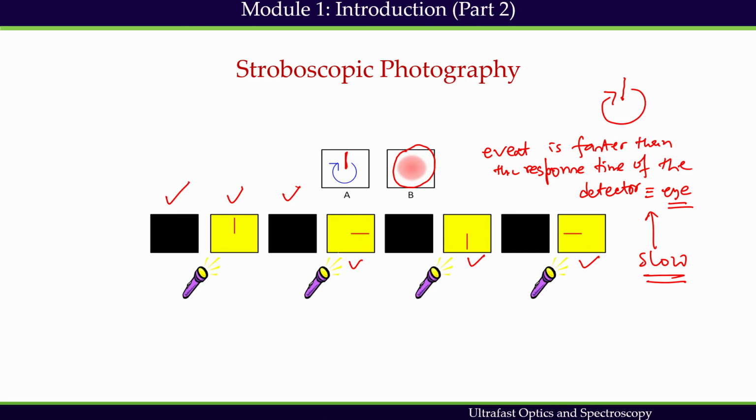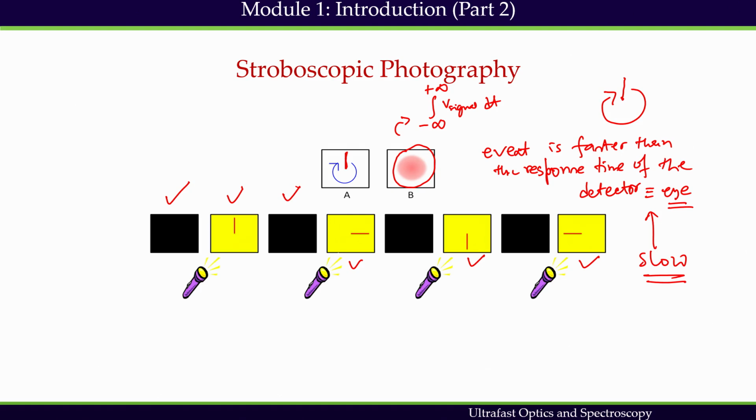So, a bare eye captures only a blur image. Mathematically, it is called a time average signal. So, when I capture a blur image with a slow detector, I am just capturing the integral from minus infinity to plus infinity of V signal dt. Over the time, I am just integrating the whole signal, and whatever I am seeing is depicted here in frame B.